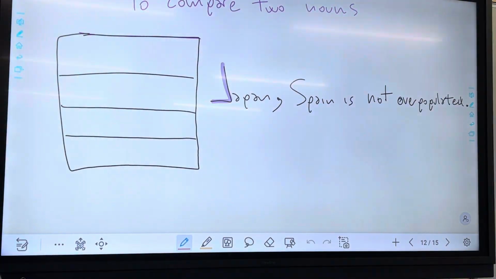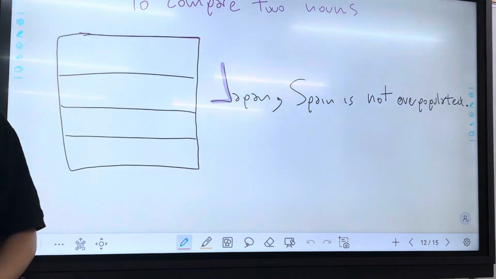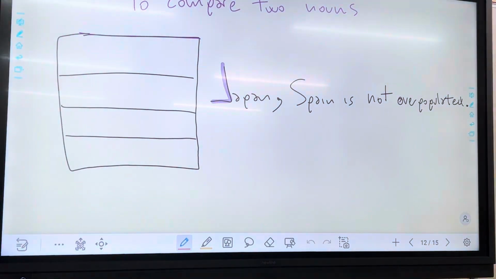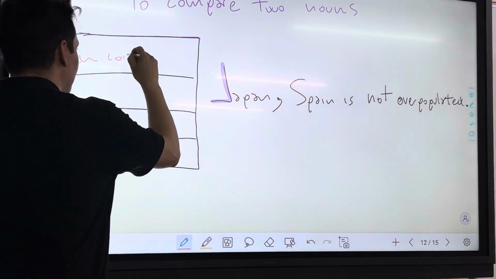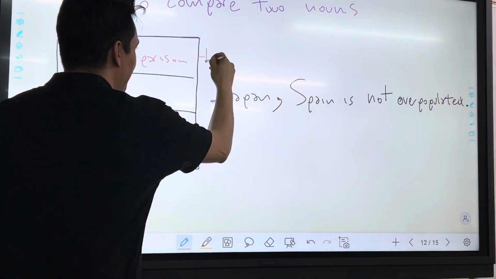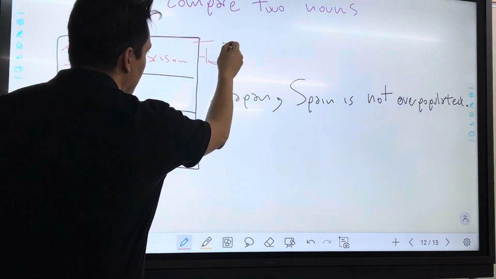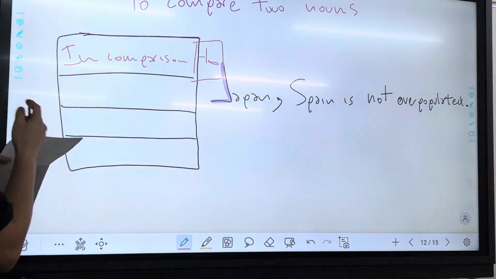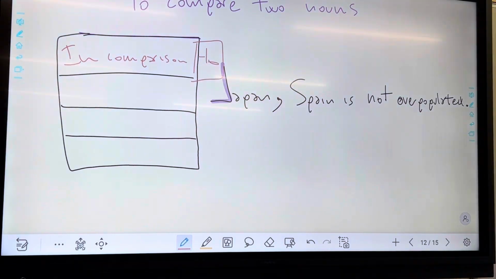To compare two nouns, Japan, Spain is not overpopulated. What would you say there? Very good. In comparison to, point for Alvaro. In comparison to Japan, Spain is not overpopulated. Okay, this is the preposition to. In comparison to. Okay, give me another one. Unlike Japan. Very good, I like it. Unlike Japan, Spain is not overpopulated. I accept it. Unlike Japan, Spain is not overpopulated. Different.